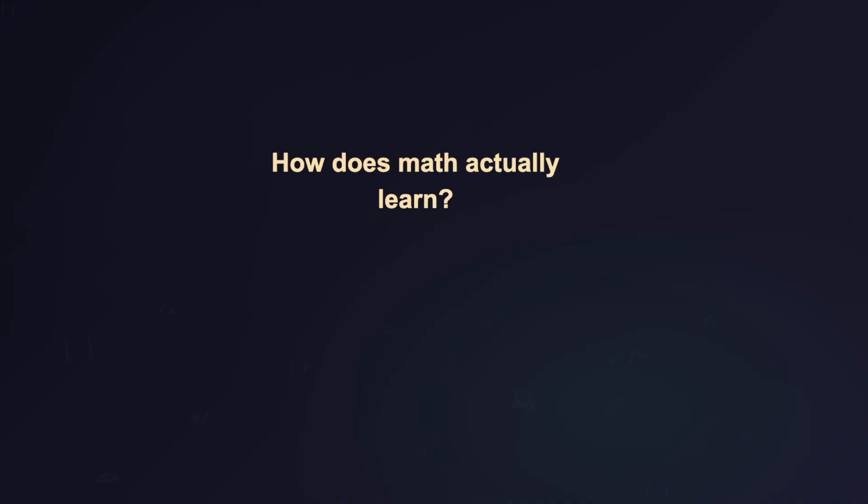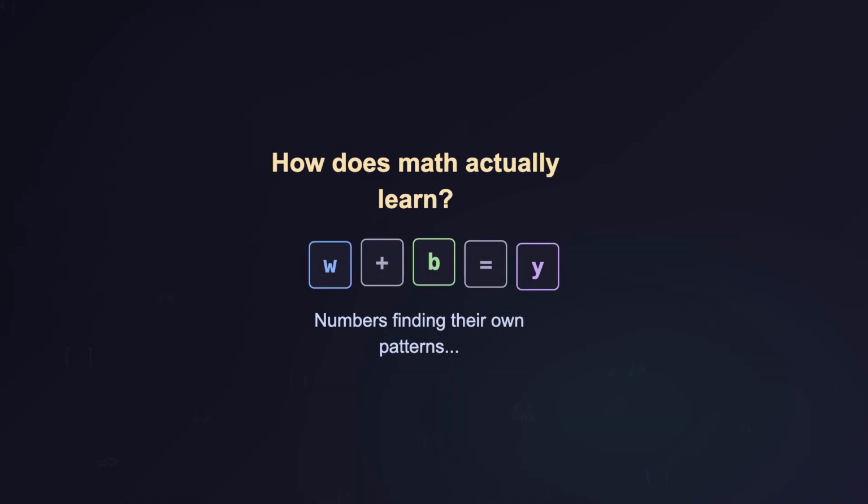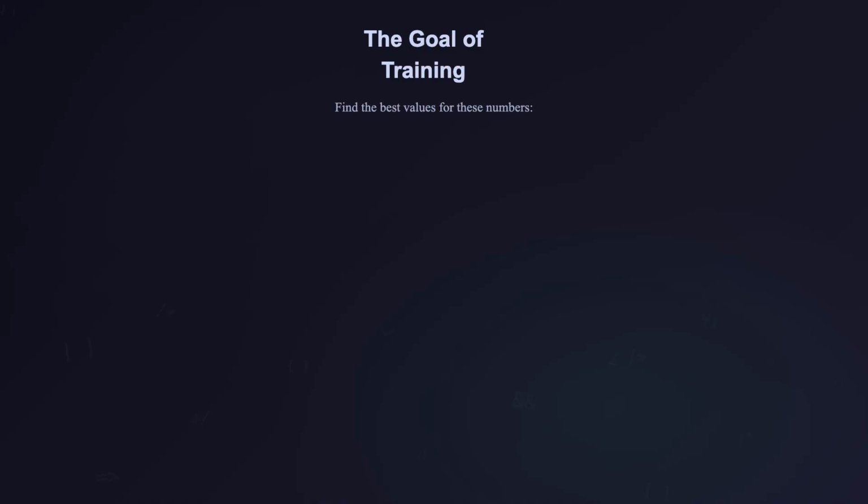You've heard that AI models learn from data, but how does a bunch of math actually learn anything? Today, we're covering the training process, how models go from random garbage to surprisingly capable systems. This is the core of machine learning, and understanding it will change how you think about AI. Training has one goal: find the weights that make good predictions.